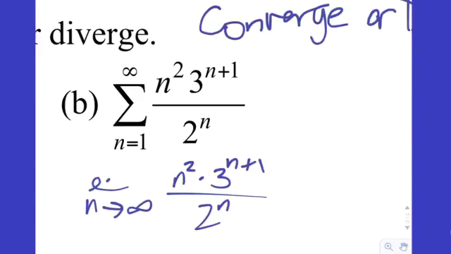Which one grows faster, the top or bottom? The top, right? If you just looked at the powers of the exponentials alone, 3 to the n grows faster than 2 to the n. It's kind of like x cubed grows faster than x squared. Not only that, n squared is in the top helping 3 to the n.